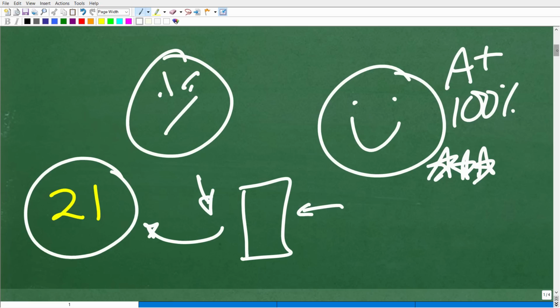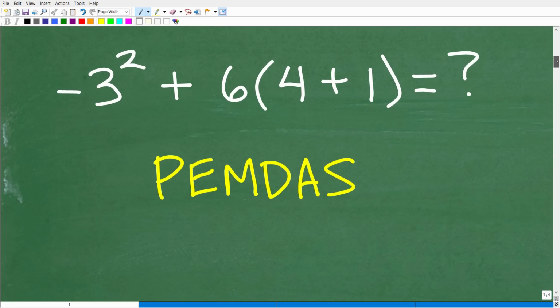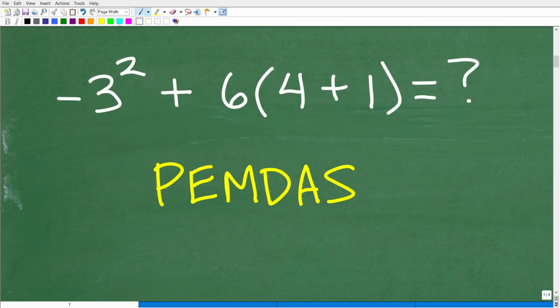Okay, so let's go and get into this problem. Now, the first thing we need to be thinking about is the order of operations. And I'll explain this one part where there's a lot of confusion in just a second. But we know a lot of you may be confused about the order of operations. This is another area that a lot of students struggle with.